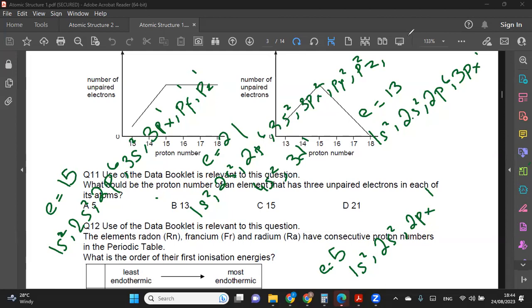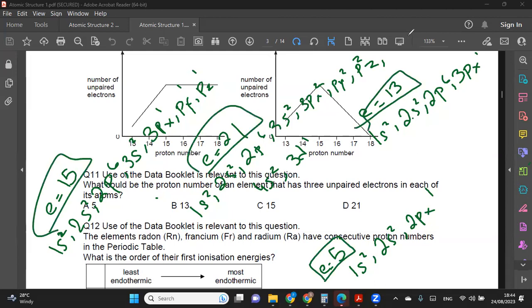So the question is saying, what would be the proton number for an element that has 3 unpaired electrons? Which option has 3 unpaired electrons? 5, 13, 15, or 21? In which one are we getting 3 unpaired electrons? 15, right? Over here, X, Y, and Z all have only one electron. So these are the 3 unpaired electrons. 5 only has 1. 13 only has 1 as well. And same is true for option D. So option C, 15 is the correct answer.